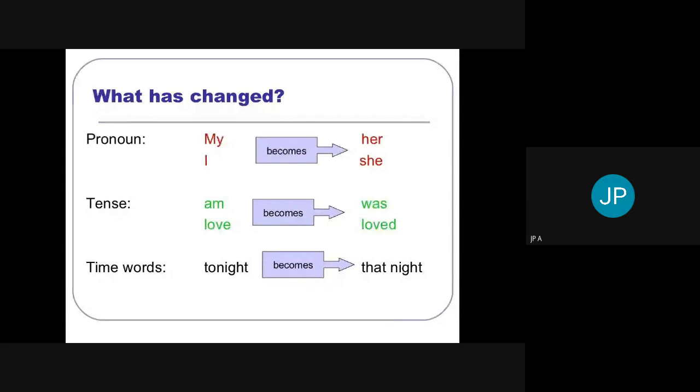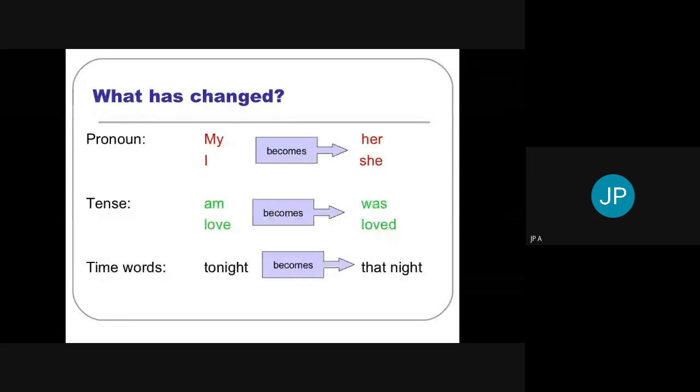The pronoun has changed. Okay, then the tense has changed. Tense change we discussed, and the time words also change, because the time word in this sentence, tonight, becomes that night. If it was yesterday, it would have become the previous day. If it is tomorrow, it would have become the next day. So all these kinds of changes will happen when we report a speech.